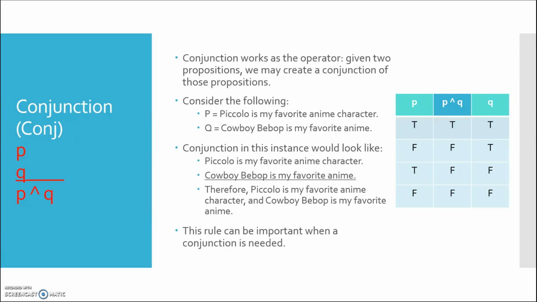Finally, we have the conjunction rule. And conjunction works just as the operator does. Given two propositions, we may create a conjunction of those propositions. So consider the following. Piccolo is my favorite anime character. Cowboy Bebop is my favorite anime. Therefore, we can infer that Piccolo is my favorite anime character, and Cowboy Bebop is my favorite anime. Just like the addition rule, this can be important when we need a conjunction to fill in a role in a different operator.